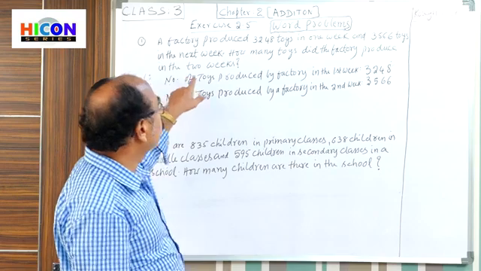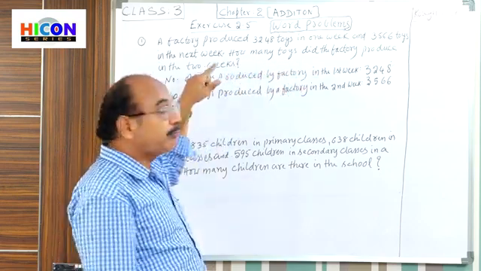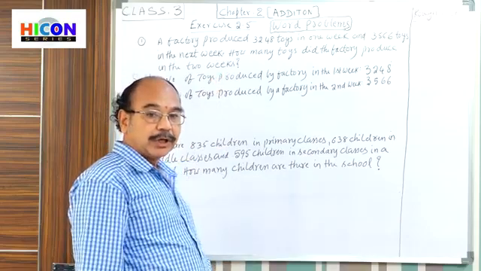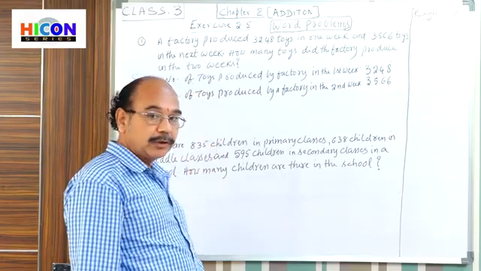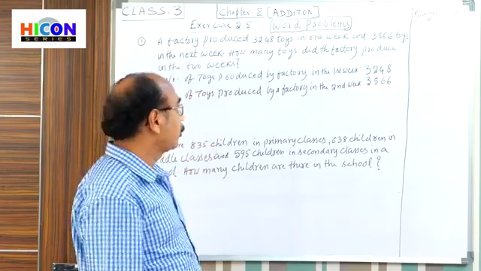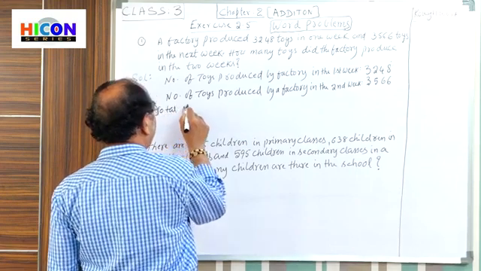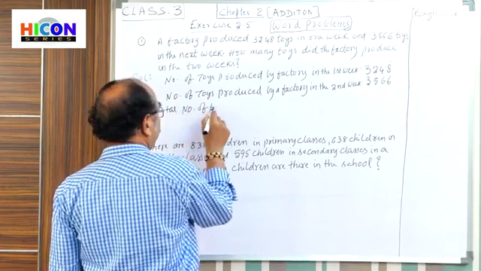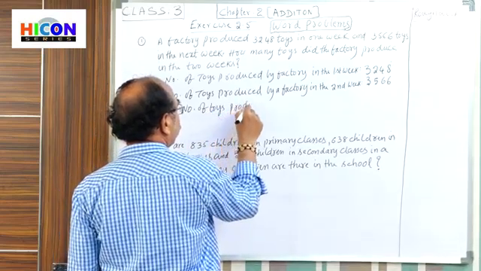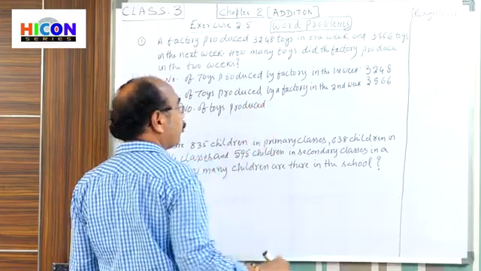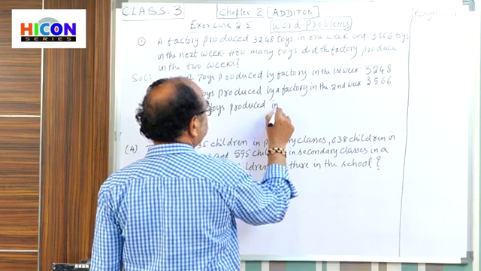Now, how many toys will the factory produce in the 2 weeks? That means together in the 2 weeks, totally how many toys are produced by the factory? So, total number of toys produced in the 2 weeks.